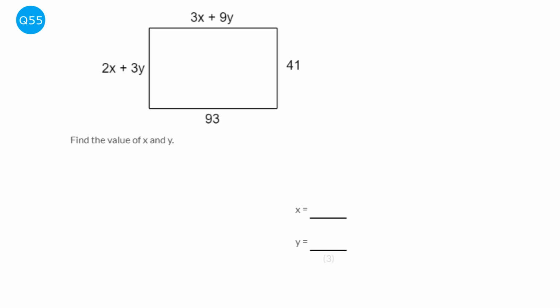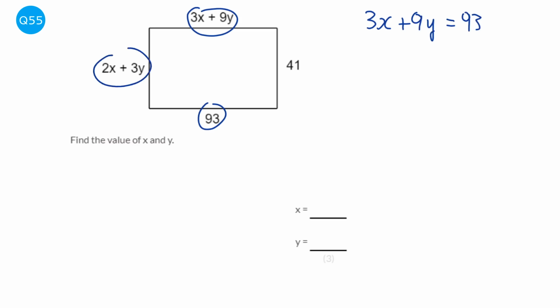Something we know about rectangles is opposite sides are equal. So these two will be equal. And these two will be equal. And you notice now that we've got simultaneous equations.